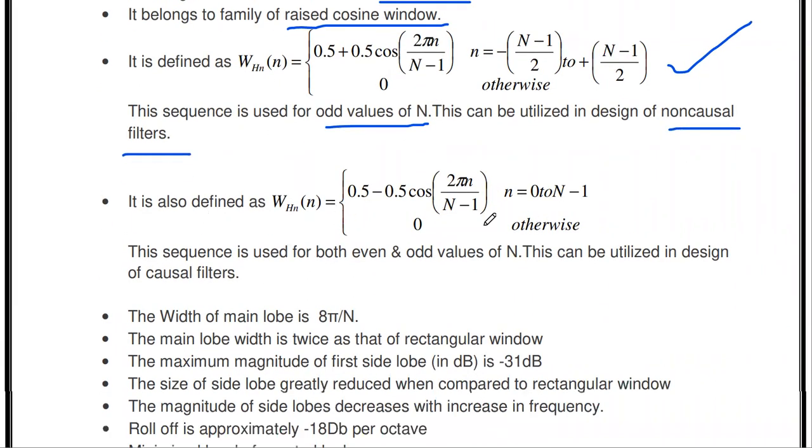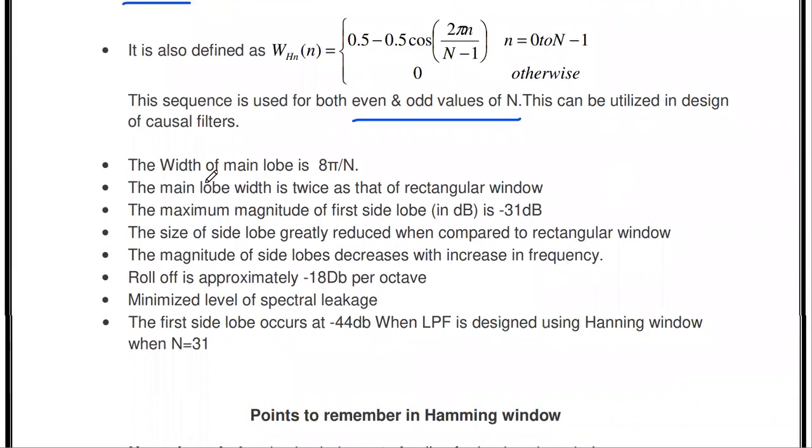Okay. If the N value is even or odd, the formula is 0.5 minus 0.5 cos 2 pi n by N minus 1, for n from 0 to N minus 1. Okay, so the same thing here, instead of this plus, the minus will come. And here the time is both negative and positive, but here the time is from 0 to N minus 1. Then the width of the main lobe is 8 pi by N.